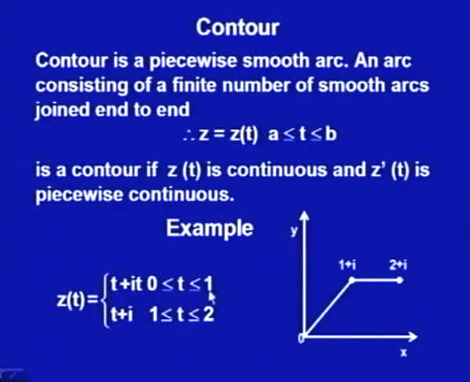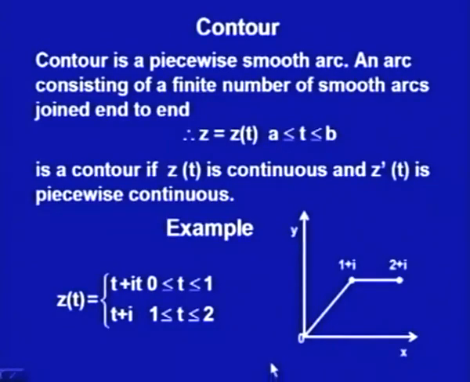So at 1 this function is continuous, because at 1 the limit from the left would be 1 plus i and from the right would also be 1 plus i. But if I take the derivative at 1, it would be 1 plus i from one side and 1 from the other. So the derivative is discontinuous at this point; it may be at most piecewise continuous, while at all other points the derivative will also be continuous. So this is one example of a smooth arc.